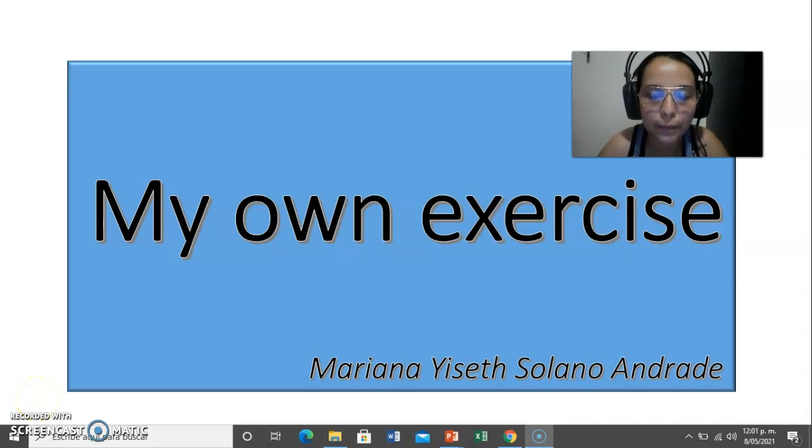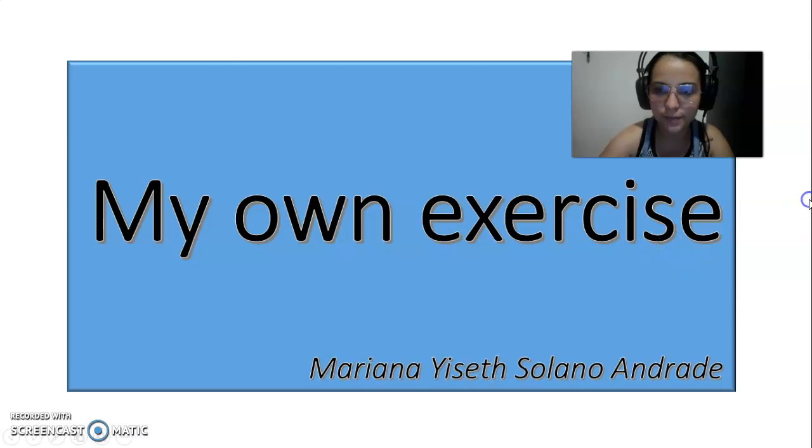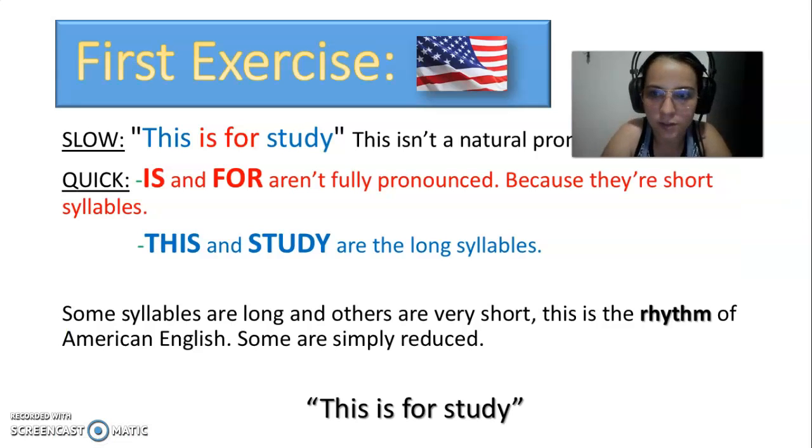I am going to share my own exercise. First exercise. This is for study. This isn't a natural pronunciation. "For" and "is" are in full pronunciation because they're short syllables. "This" and "study" are the long syllables. Some syllables are long and others are very short. It is the rhythm of American English. Some are simply reduced. This is for study.